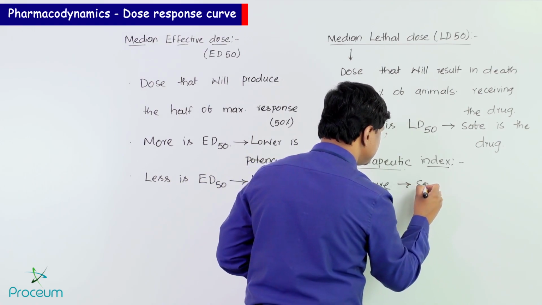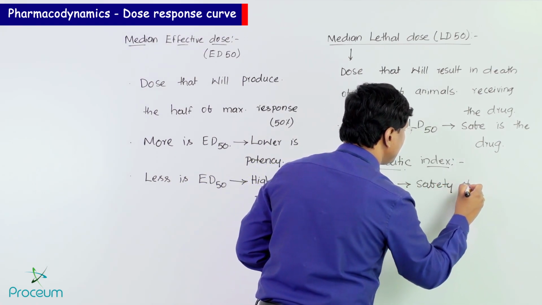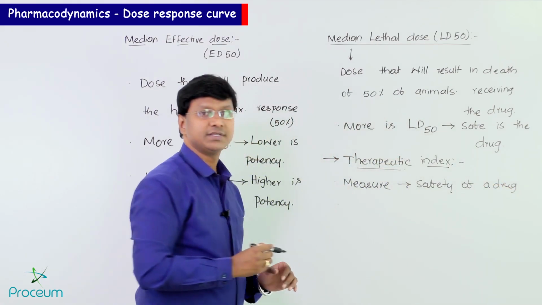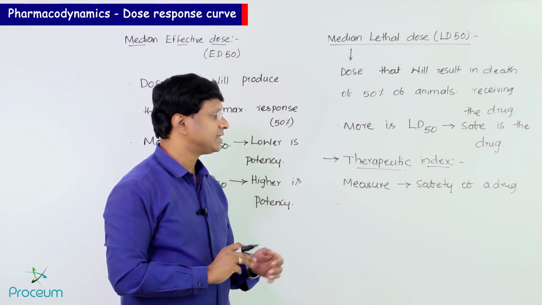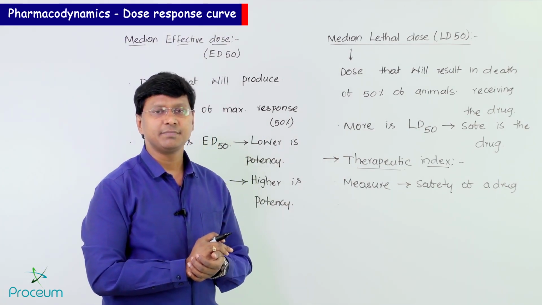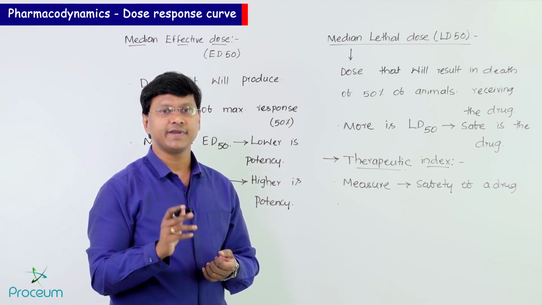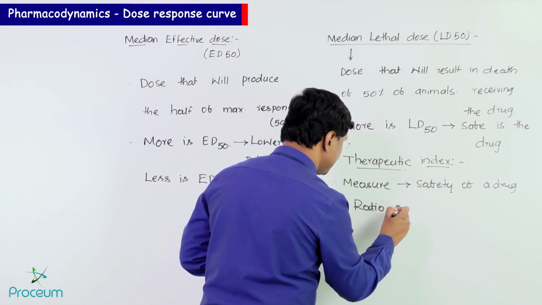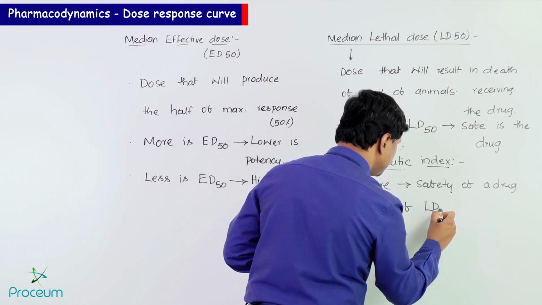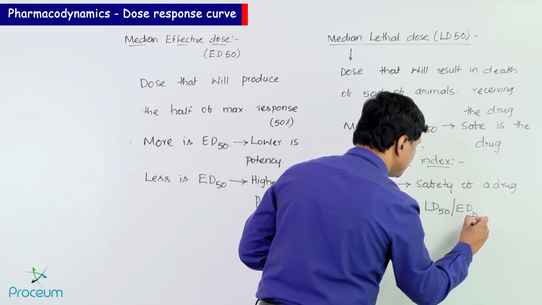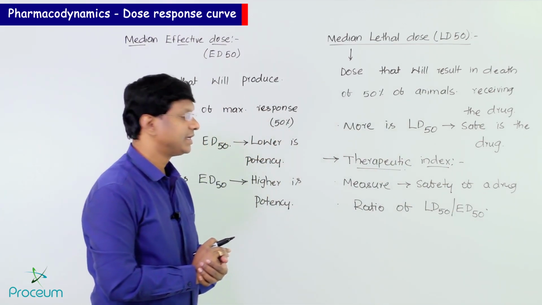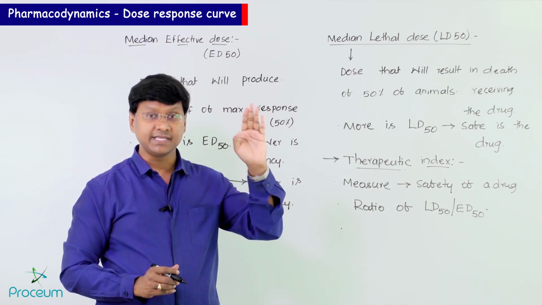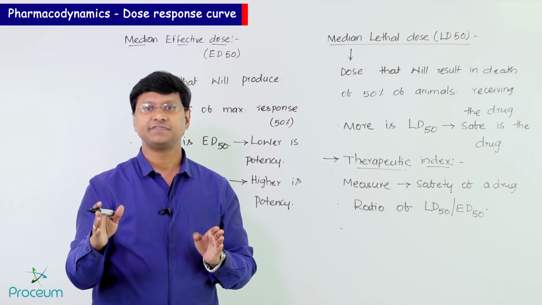Right, it is a measure of the safety of a drug. That is what is called your therapeutic index. Now, how is this therapeutic index calculated? Remember, it is calculated as a ratio of LD50 to ED50. Remember, drugs having high therapeutic index are safer.